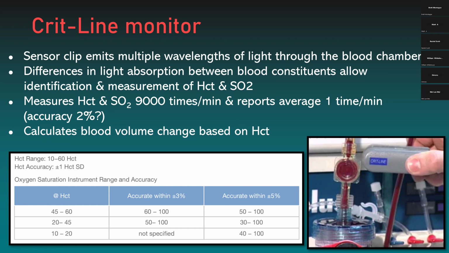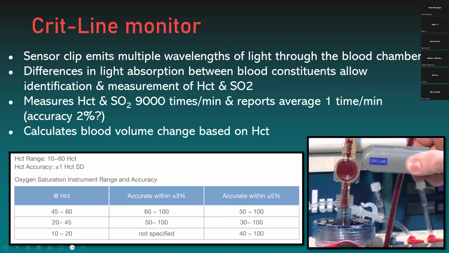It's pretty amazing. I didn't know this. It will take its readings of the hematocrit and oxygen saturation of the blood like 9,000 times a minute, but it takes an average of all of those readings and it will report it once per minute. And then of course it calculates blood volume change based on changes in hematocrit.